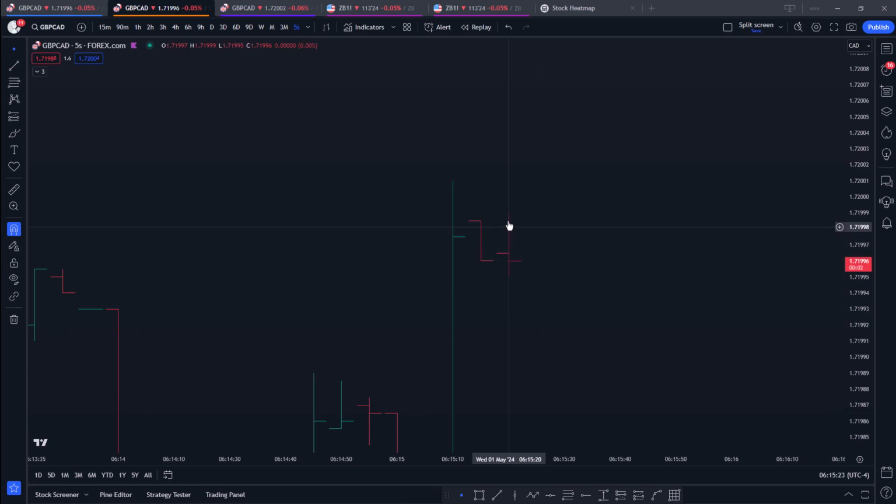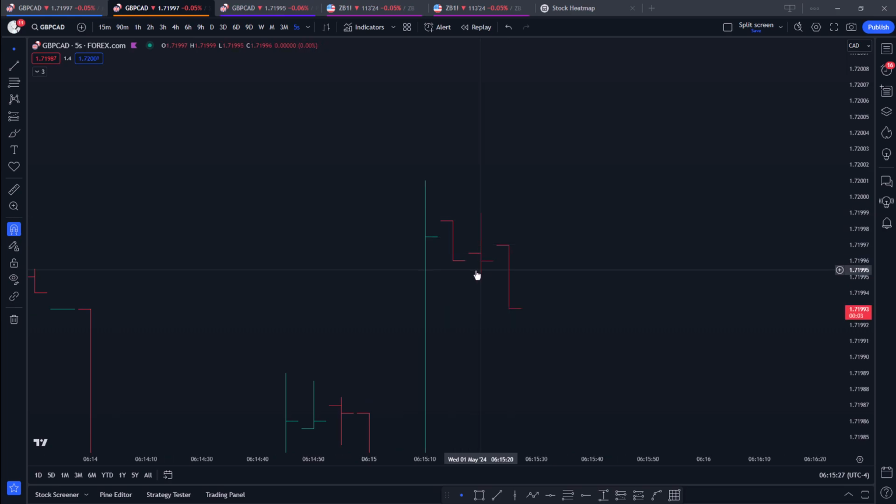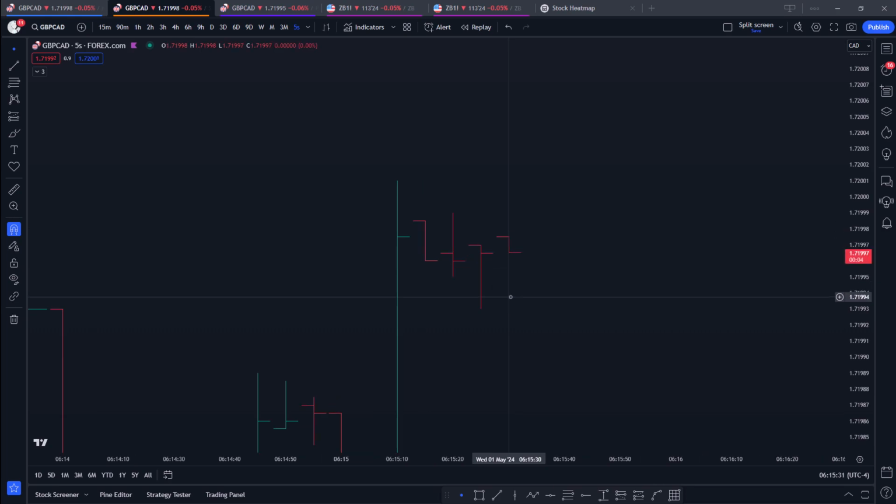This one opened up, went up, you saw it was once a bullish candle, so it was once green, then fell off and became bearish. The same thing here, opened, fell off, closed.